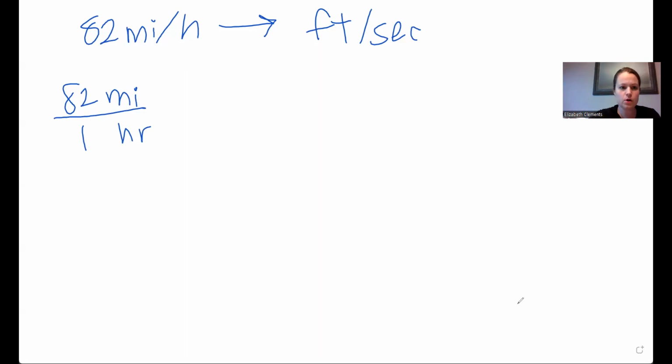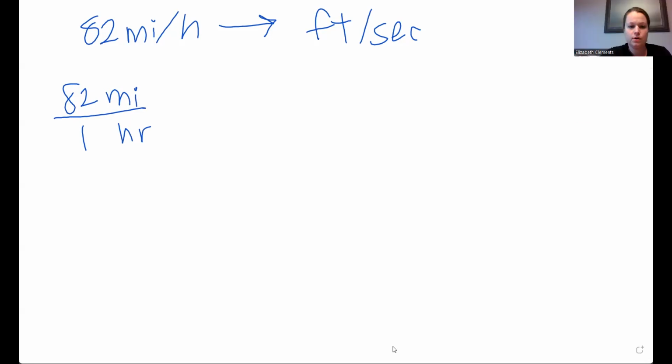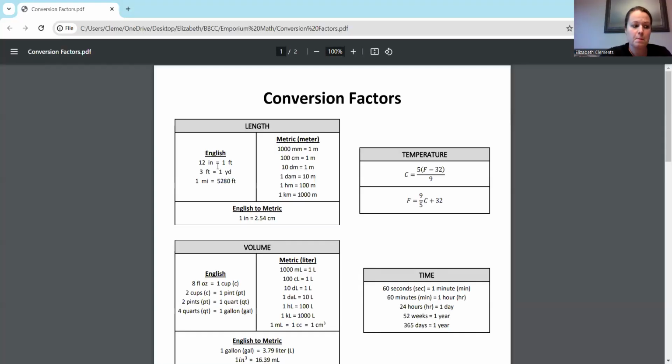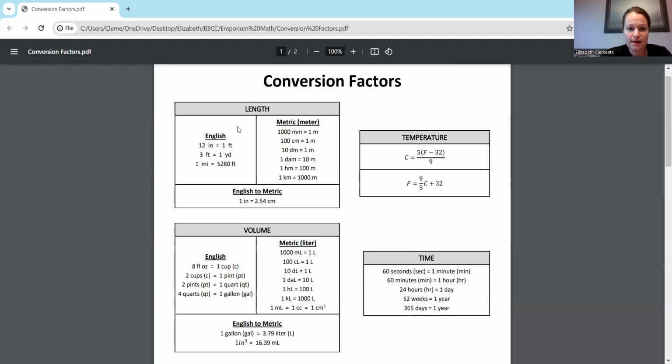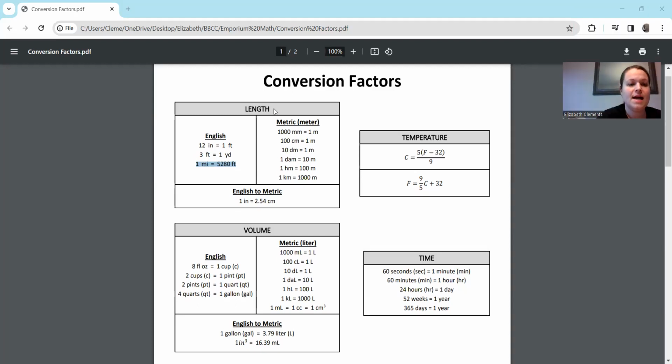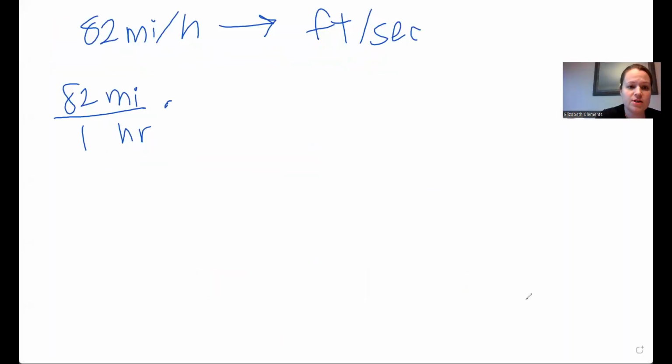Okay, so in my conversion chart, we're converting from miles to feet, and that means we're looking at our lengths here. And the nice thing is that we already have miles to feet there for us. So we know it's 5,280 feet. Okay, so we're going to go back to the whiteboard. 82 miles per 1 hour, and we're going to change it to feet.